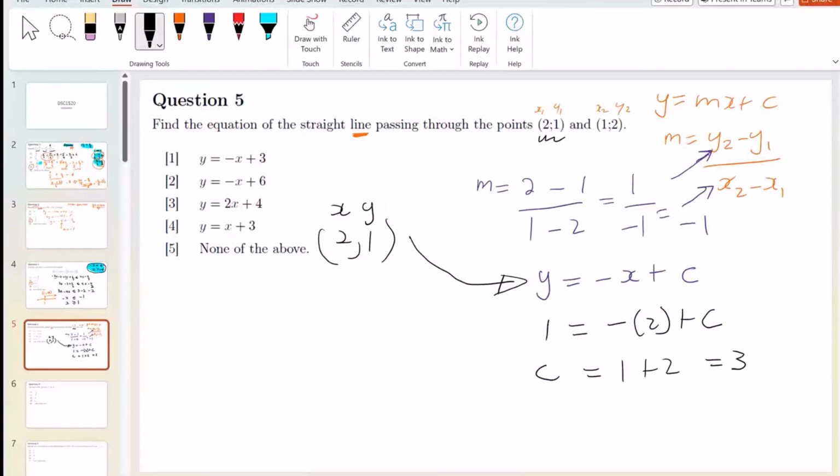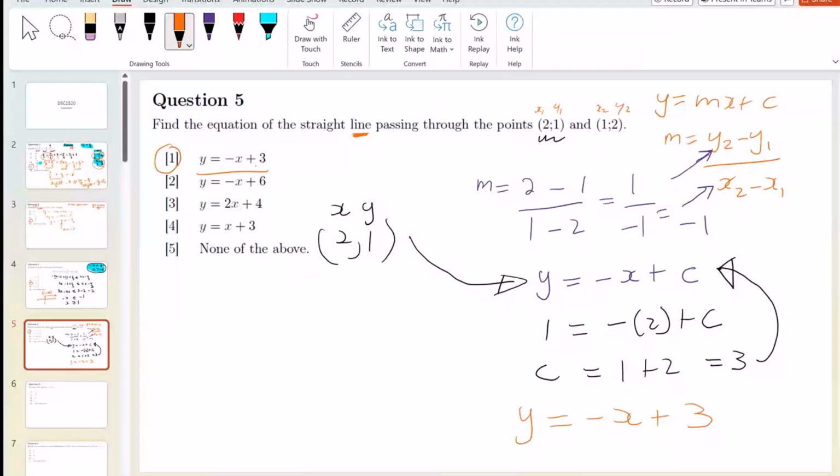Then when you are done, you substitute it back here. So you are going to have y is equal to negative x plus 3. So now that becomes the equation that you are looking for.